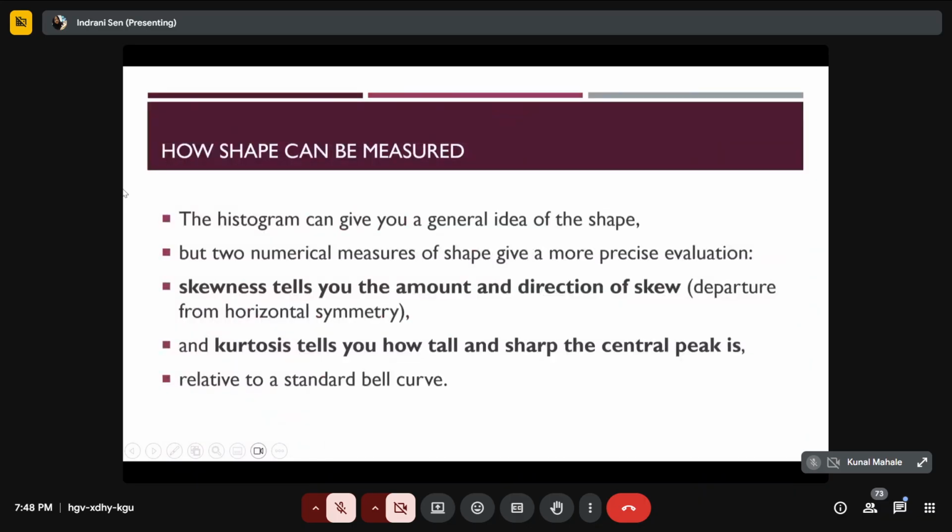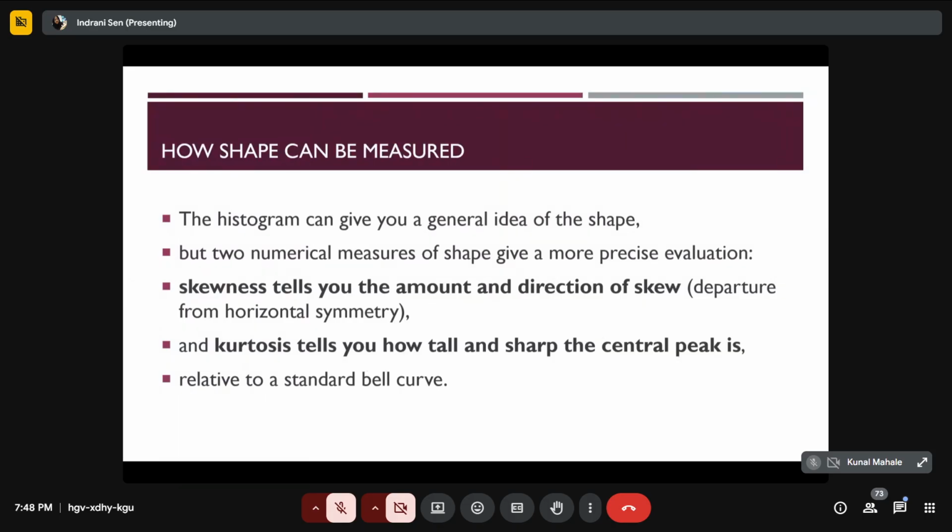So next we are talking about the shape. Whenever you are doing analysis, there's a lot which you can find about the shape of the data. We do a lot of visualization here, and there are univariate analysis and bivariate analysis. Specifically, we are talking about the univariate analysis, where skewness is a metric which tells you the amount and direction of skew, and kurtosis tells you how tall and sharp the central peak is.